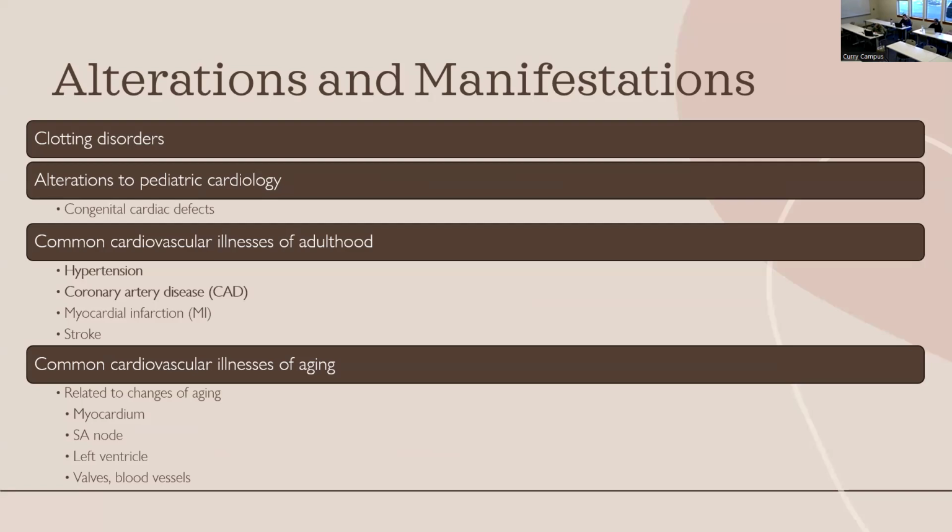Common cardiovascular illnesses of older people, mostly changes to the myocardium, SA node firing differently. So atrial fibrillation, atrial flutter, left ventricular changes, and valves, blood vessels are not as good as when they were younger.